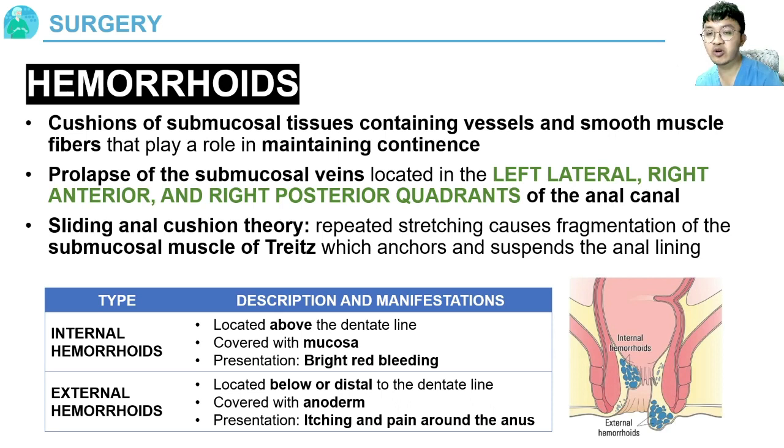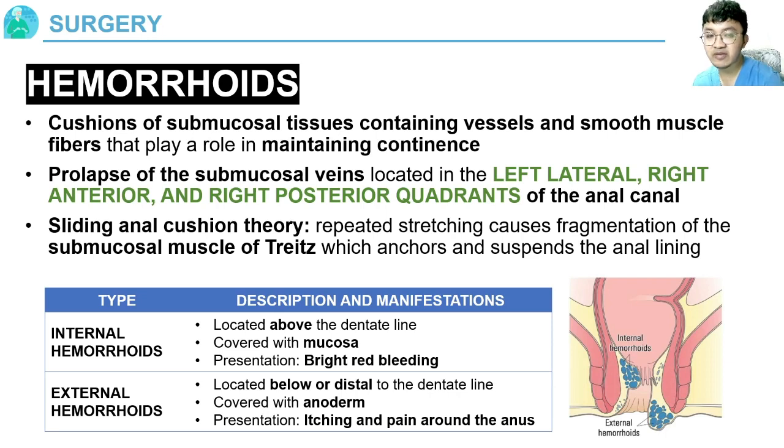You have 3 hemorrhoidal piles: left lateral, right anterior, and right posterior. The mnemonic is LL, RARP: left lateral, right anterior, right posterior quadrants of the anal canal. We have the sliding anal cushion theory, which means that repeated stretching causes fragmentation of the submucosal muscle of Treitz, which anchors and suspends the anal lining. So repeated stretching or straining can cause the muscle of Treitz to weaken.